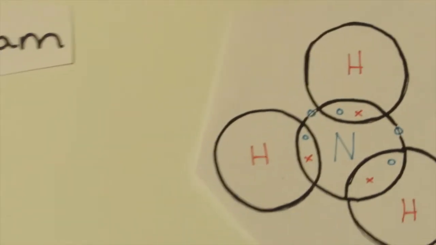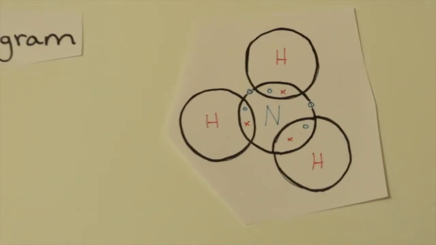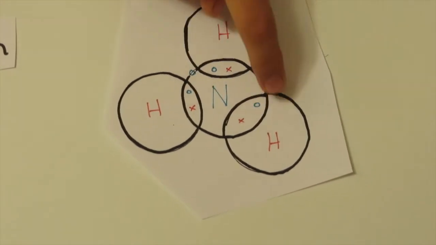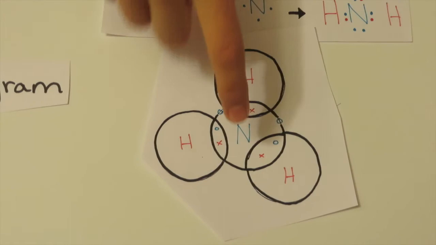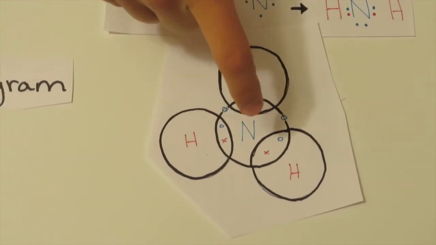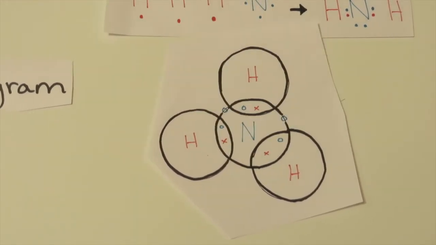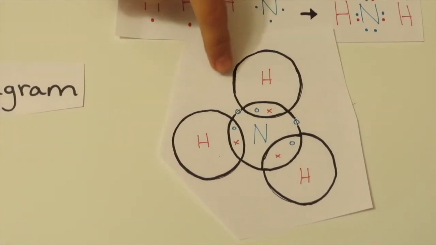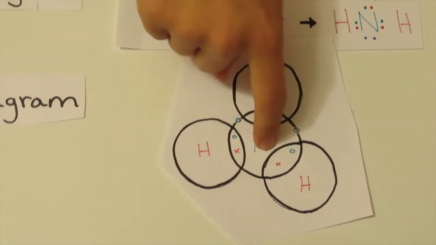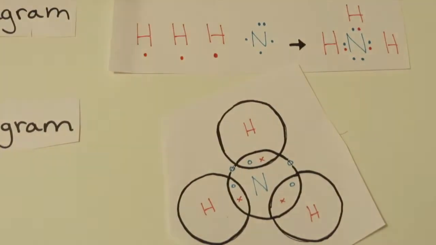You can see that again in the dot and cross diagram. The nitrogen has 5 electrons, but when combined, it has 8, and each hydrogen, when combined with the nitrogen, has 2, which makes it happy.